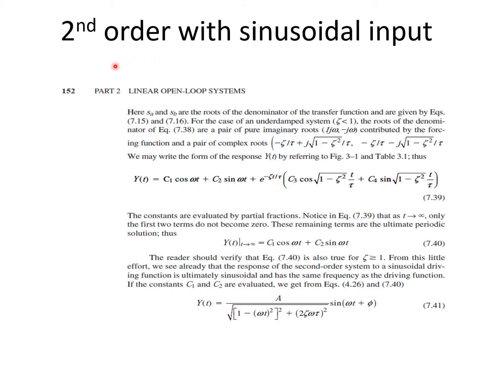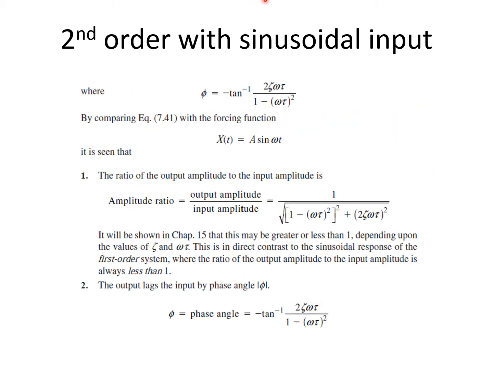When we look at the previous chapters, on page 152 of the book, this was the output that we got, removing the transient part and taking the final steady state part. This is basically the amplitude ratio, which is given by the output amplitude over the input amplitude, and this is the phase lag. The phase lag is equal to minus tan inverse of minus zeta omega tau over 1 minus omega tau squared, which is what we got just now by substituting s equals j omega, and the amplitude ratio is given by this, which we get when we substitute s equals j omega.